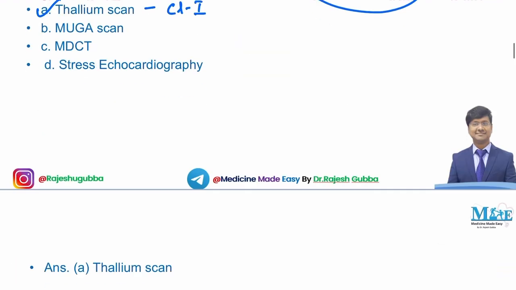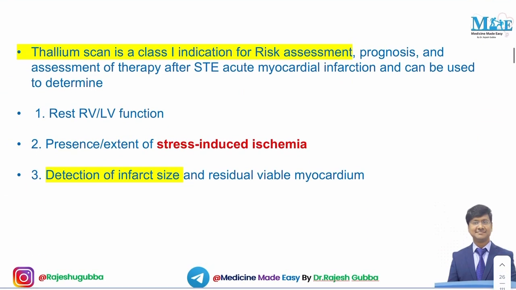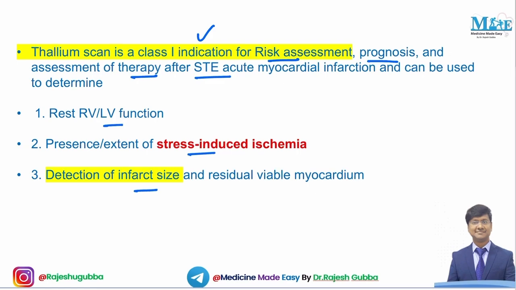Another very important point: it is a class 1 indication for risk assessment, prognosis, and assessment of therapy after ST elevation MI. And it helps to determine the LV function, the presence or extent of stress-induced ischemia, and detection of the infarction size and residual viable myocardium. This is the importance of the thallium scan. It is a class 1 recommendation for these functions. All right. Next question.